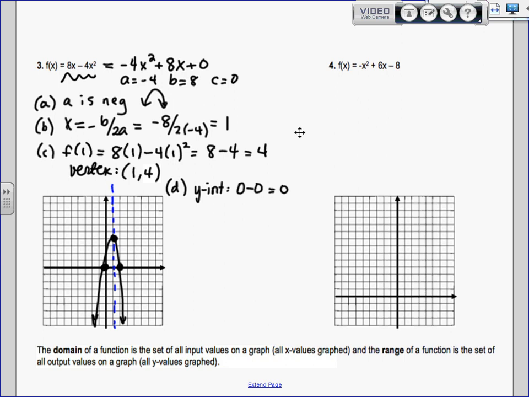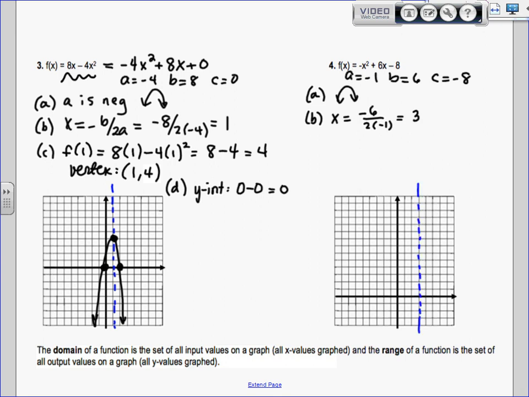All right, so on this one, a is -1, b is 6, c is -8. The first thing is a is negative, so it opens downwards. And then part B, you do your x equals -b over 2a, so -6 over 2 times -1. So you should get -6 over -2 is 3. So that's your axis of symmetry.